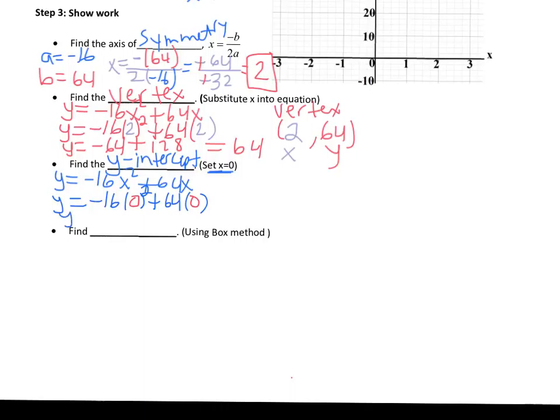And then we know that 0 squared is 0, 0 times 16 is 0, 64 times 0 is 0, so 0 plus 0 is 0. So our y-intercept will be at the point x equals 0 and y equals 0. So our x and our y. Alright, next step, we're going to find our x-intercept.